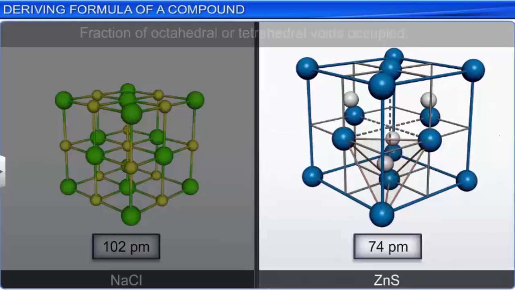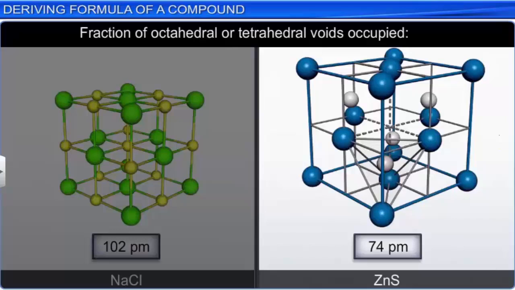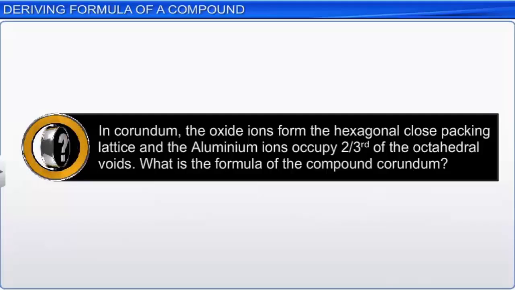The fraction of octahedral or tetrahedral voids occupied in a given lattice depends upon the chemical formula of the compound. To have a better understanding of the concept, let us work on a few problems. In corundum, the oxide ions form the hexagonal close packing lattice, and the aluminium ions occupy 2/3 of the octahedral voids. What is the formula of the compound corundum?